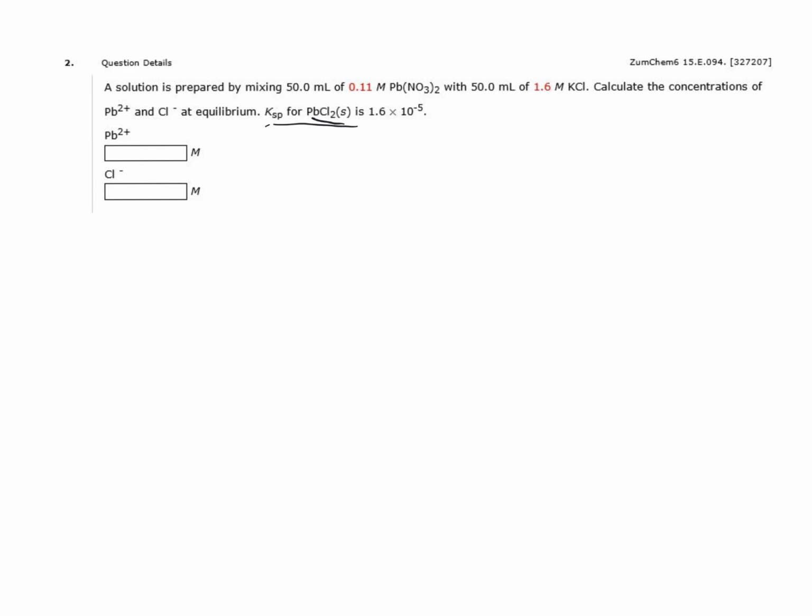Secondly, unless they tell you otherwise, or unless they're specifically asking whether or not a precipitation occurs, it's safe to assume that a precipitation happens. So let's note that. Assume that precipitation happens in a precipitation problem, unless told otherwise.